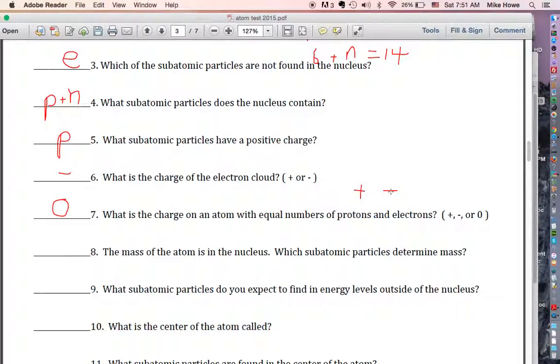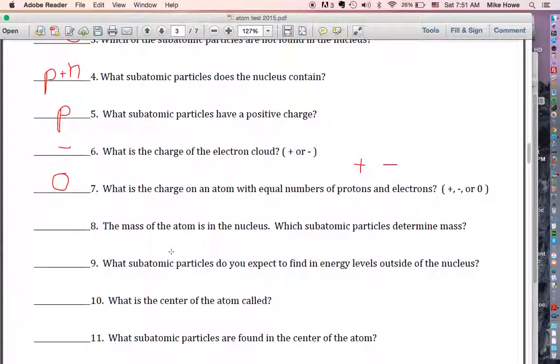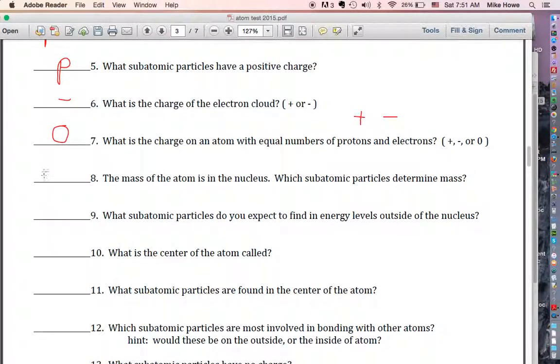All right, so now we're ready for number 8, the mass of the atoms in the nucleus. Which subatomic particles determine mass? That would be the protons and the neutrons. The energy levels outside the nucleus, kind of a different way to ask the same question I asked earlier, that would be the electrons.